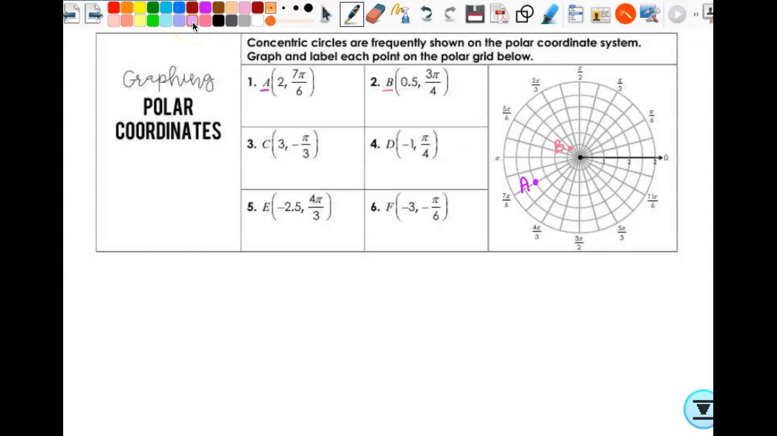Okay. So now let's look at point C. We have 3, negative pi thirds. So I go to 3. I have a negative angle, so I go clockwise pi thirds and end up right here. That's where C would be. Any questions about any of those at this point?